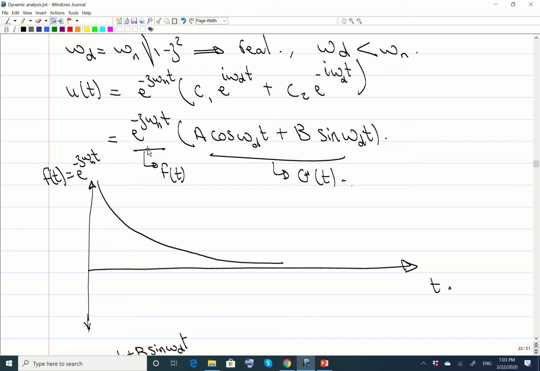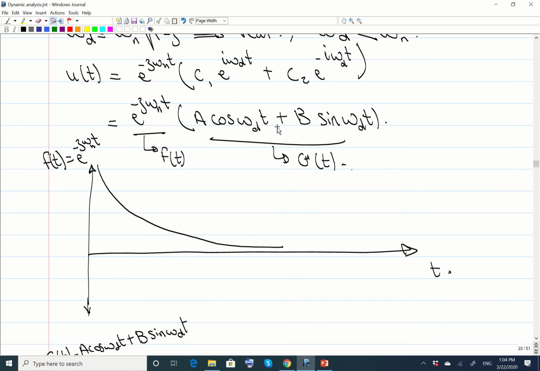Okay, as t increases, the power over here will increase with a negative sign, so it approaches 0. If we call this function f of t, e power negative zeta omega n t, then f of t as a function of t is a decaying function like this with time. As t increases, it's going to decrease and decrease, and the steady state solution will be 0. When t becomes infinity, this value will be 0.